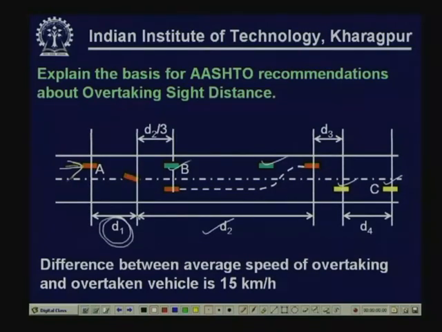D2 is the distance travelled during the actual overtaking. So, vehicle A from this position goes to the opposing lane, completes the overtaking operation, and then comes back to its original lane. This distance travelled is normally taken as D2. D3 is the safety margin, the clearance between the overtaking vehicle and the vehicle from the opposite direction after the overtaking vehicle has completed the overtaking maneuver. So, this is the overtaking vehicle which has just completed the overtaking operation, and at the same time the opposing vehicle is in this position. This gap is taken as D3, and D4 is the distance travelled by the opposing vehicle during this overtaking maneuver.